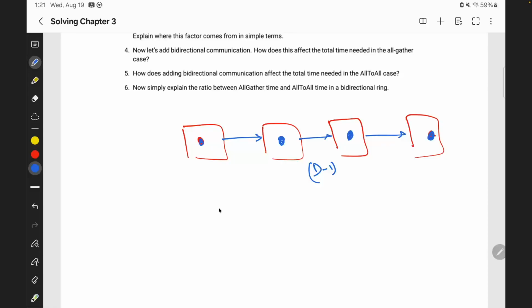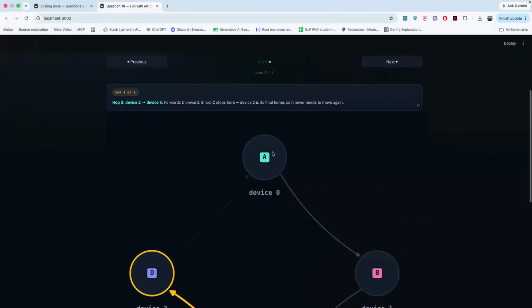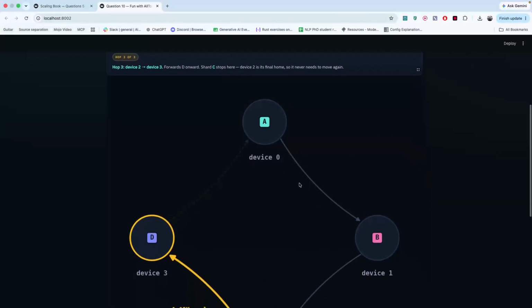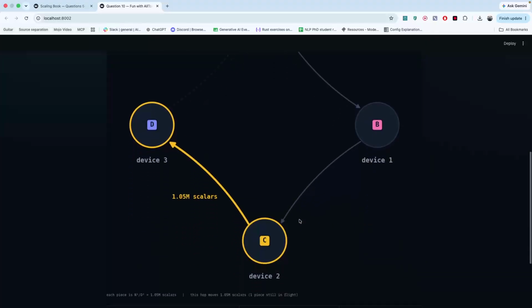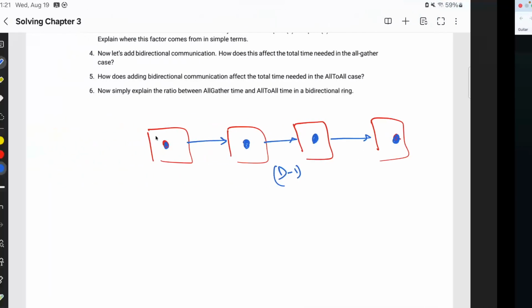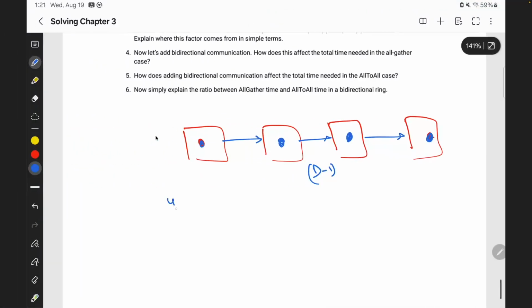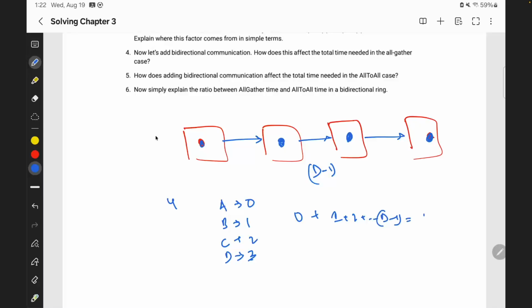But in all-to-all we saw, if I go back to the Streamlit application, A didn't have to move, B only moved once, C moved twice, and D moved once. So if you have a device count of 4, A moved 0, B moved once, C moved twice, D moved thrice. So this is like 0 plus 1 plus 2 plus dot dot dot d minus 1, which comes down to around d by d minus 2. So this is like the AP progression. So this comes around this much value.